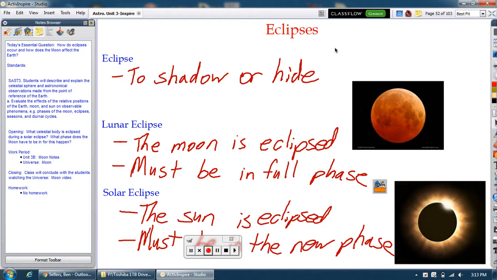So to eclipse something means to hide it, right? To shadow or to hide it. In a lunar eclipse, the moon is eclipsed or hidden, right? It never really goes away. It just kind of gets this reddish tint. We talked about why that was in class, and if you have a question, check out the eclipse video I posted. The moon must be in the full phase for this to happen. It has to be behind Earth, in Earth's shadow.